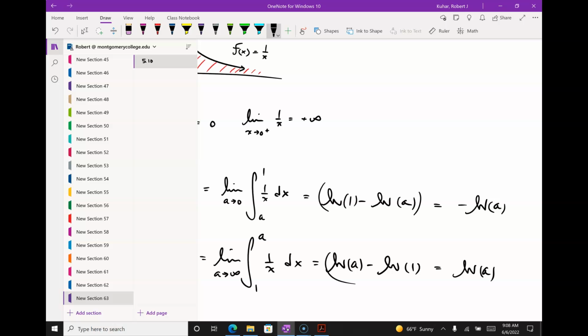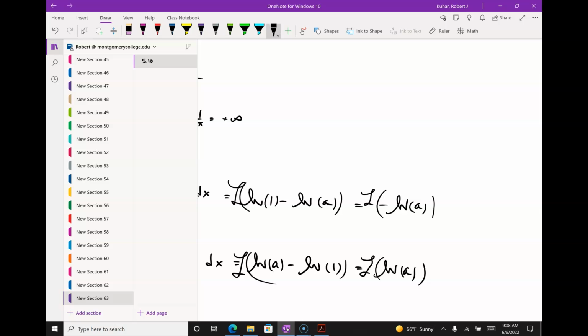But of course, what I forgot is I have a limit on each of these, sorry. So what happens to a as a goes to 0? Look at my ln function. It goes to minus infinity, right? So that one's divergent. And what about this one? Where's ln going as a goes to infinity? Infinity, divergent. Both of these are divergent.